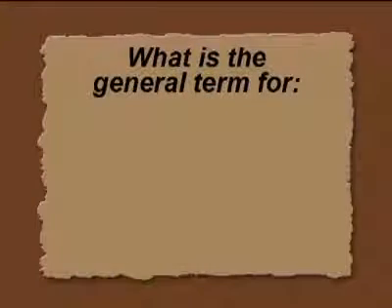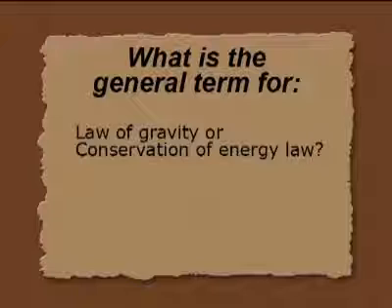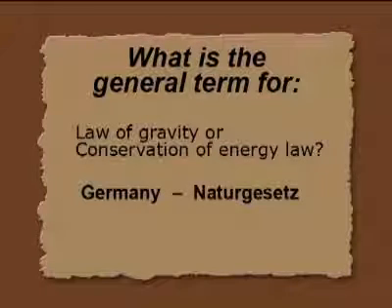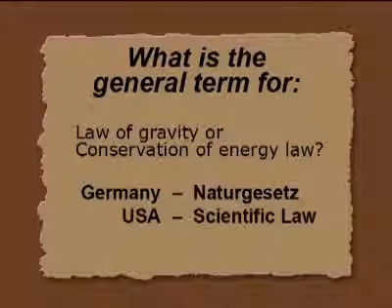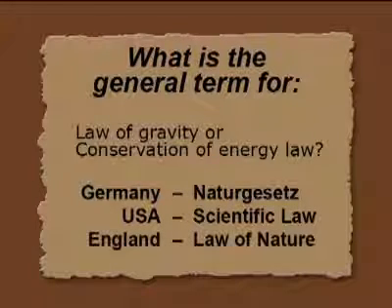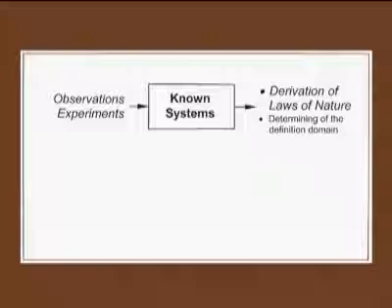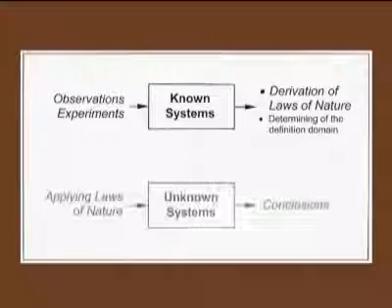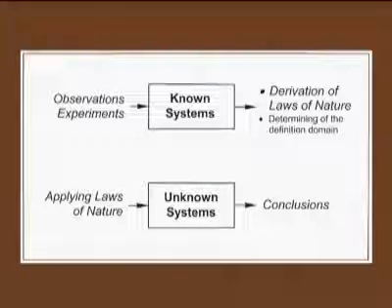What is the general term for a law of gravity or conservation of energy law? In Germany we say Naturgesetz, in the United States they say scientific law, and in England we say law of nature, and I will use this term. In nature we observe the known systems by observation and experiments, and so we find out the laws of nature. And if we know the laws of nature, we can use the laws for unknown systems and we will find conclusions. That's what I want to show you this afternoon.